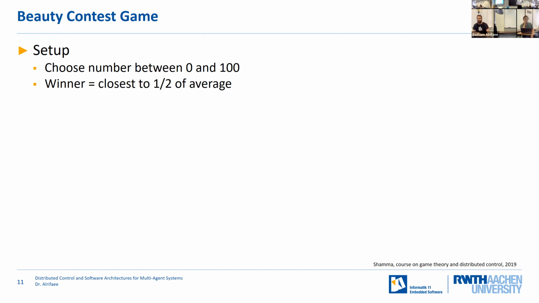But you are drifting, I'll show you. So some of people think, okay, they look at the first line, something between 0 and 100, they say anything. And I am saying the winner is going to be the closest to half of the average.